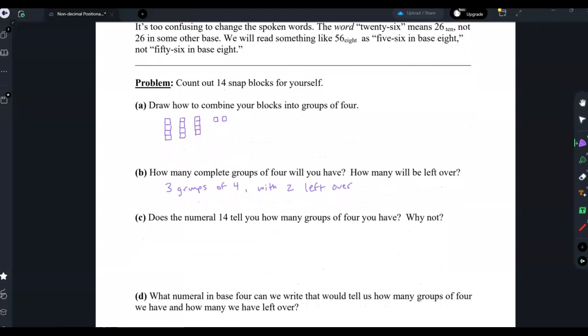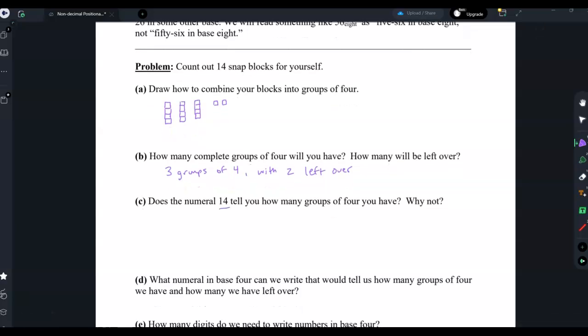Then part C asks, does the numeral 1, 4 tell you how many groups of 4 you have? And it says, why not? So based on the fact it says, why not, we know this answer should be no. And of course it doesn't, because this is not groups of 10, right? So when we see 1, 4, it's assumed that that means base 10, unless it says a different base there, right? So that would be like saying one group of 10 and then 4 left over. So that's not what we have, right? So we would say that 14 or 1, 4 without a base written there assumes that that's base 10.